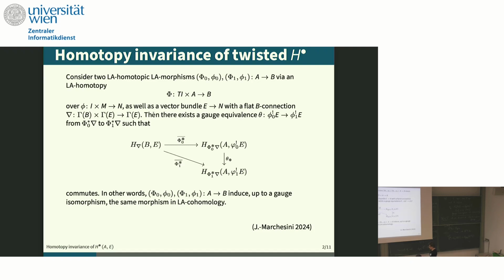You always find a gauge equivalence between the connections, sorry, it's the same phi. You're always going to find a gauge equivalence between the connections so that this diagram commutes and you have the same map in cohomology.